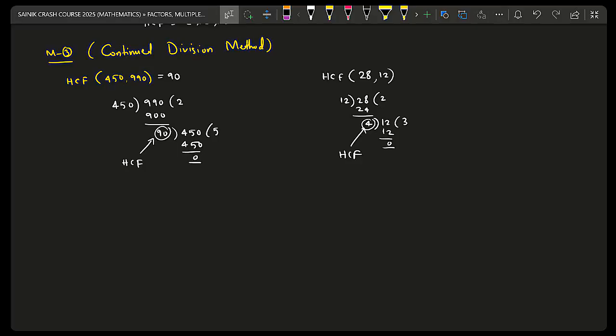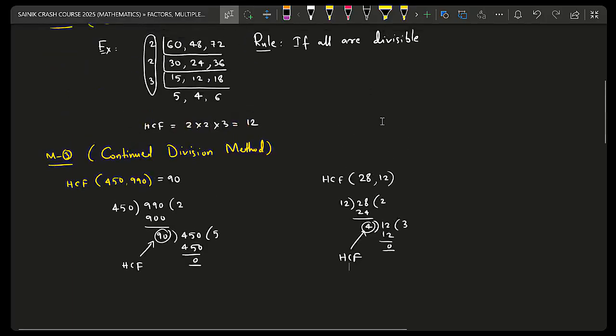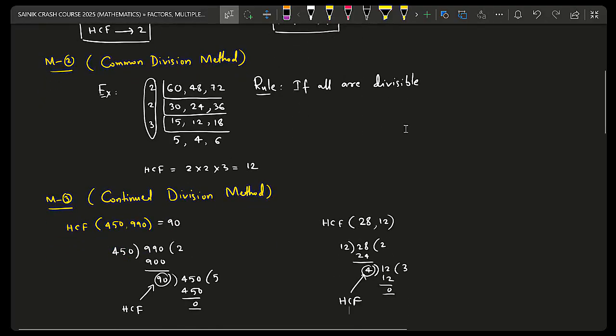Lakshita, any doubts? Sir, yes, sir, can you explain the common division method? See, common division method is simple. The rule is, only if all the numbers are divisible, then we take that divisor. Is 60 divisible by 2? Yes, sir. Is 48 divisible by 2? Is 72 divisible by 2? Yes, sir. If all are divisible, then only we divide by 2. So that's why I divided by 2.